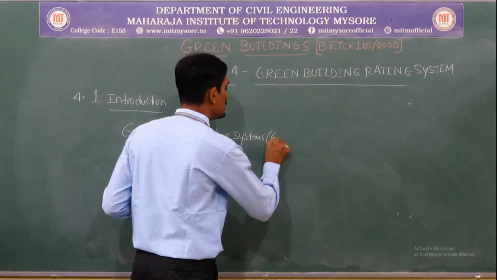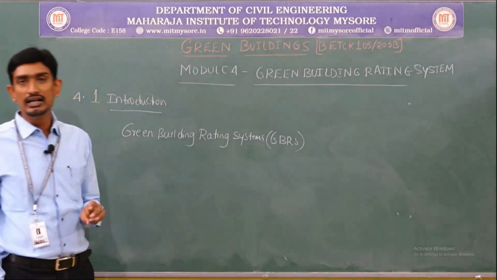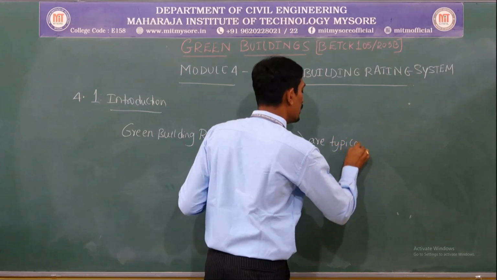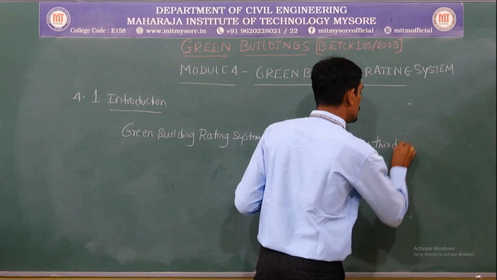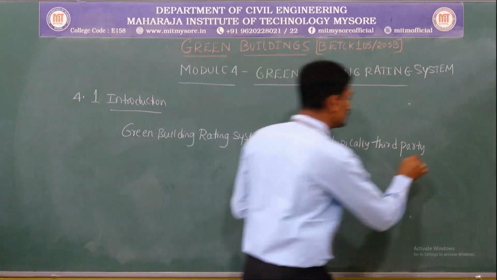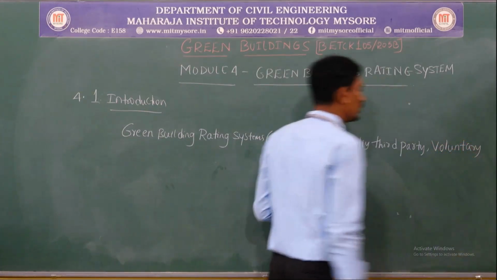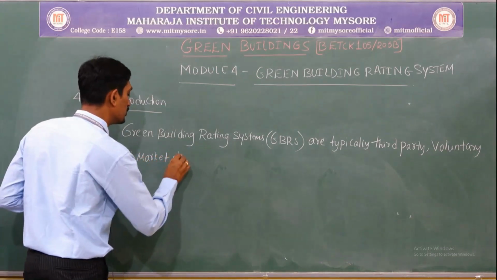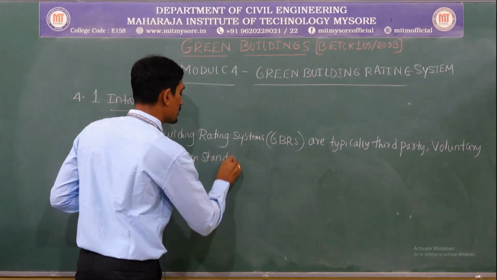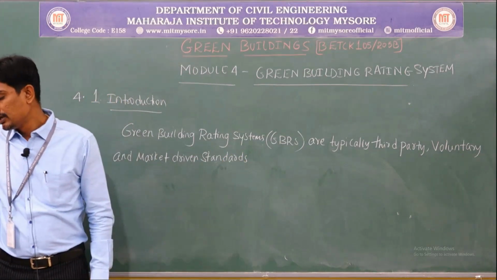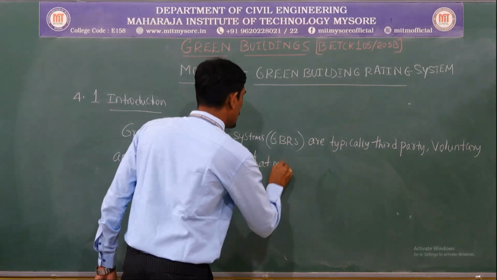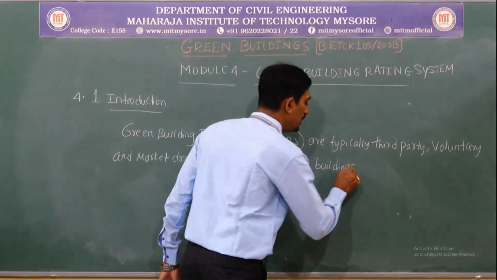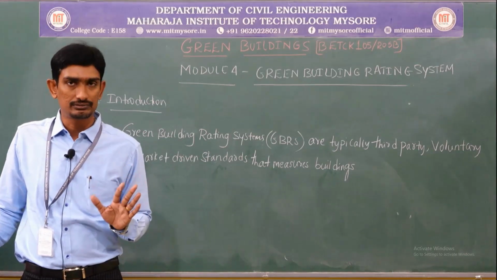In the short way, GBRS, green building rating systems, are typically third party, voluntary and market driven standards that measure buildings, because the final aim is we need to measure the building, because we are only talking with respect to buildings, not any other structure.